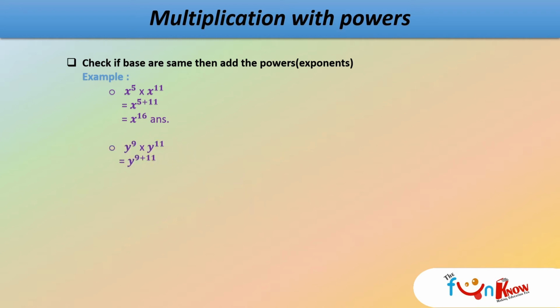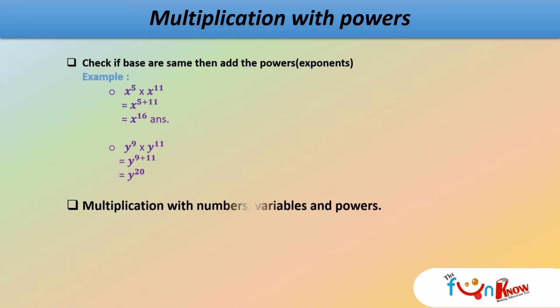Check out another example, students. y raised to 9 into y raised to 11. y will be the common base between both of them. Because of that, we'll write y once, and 9 plus 11, the answer will be y raised to 20.